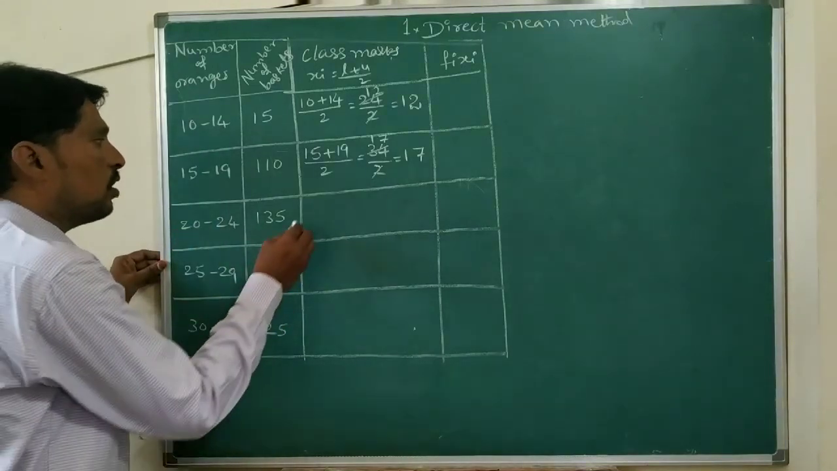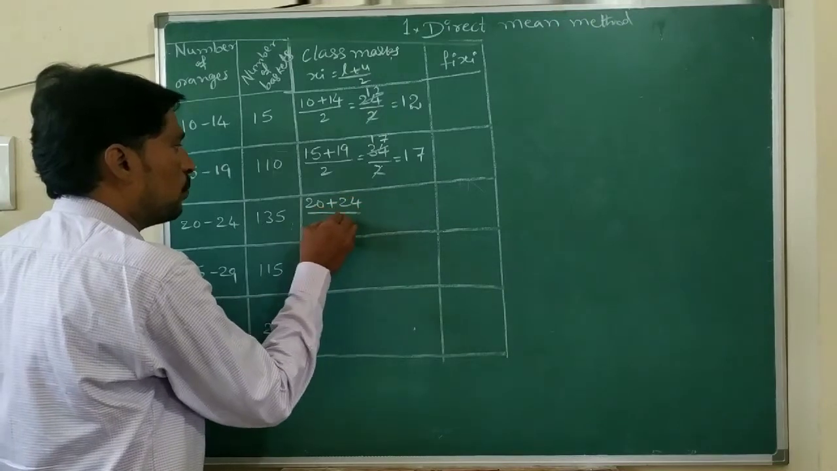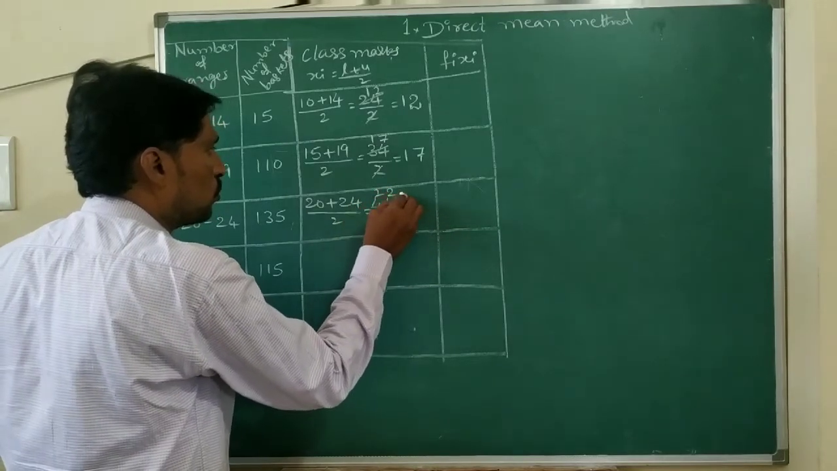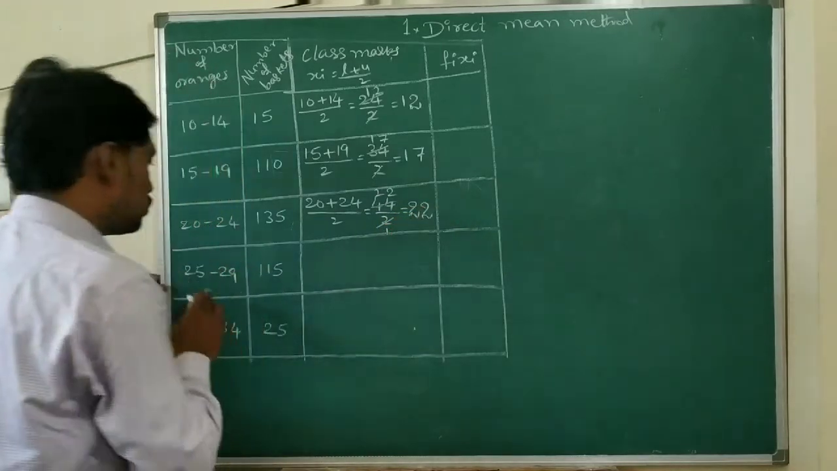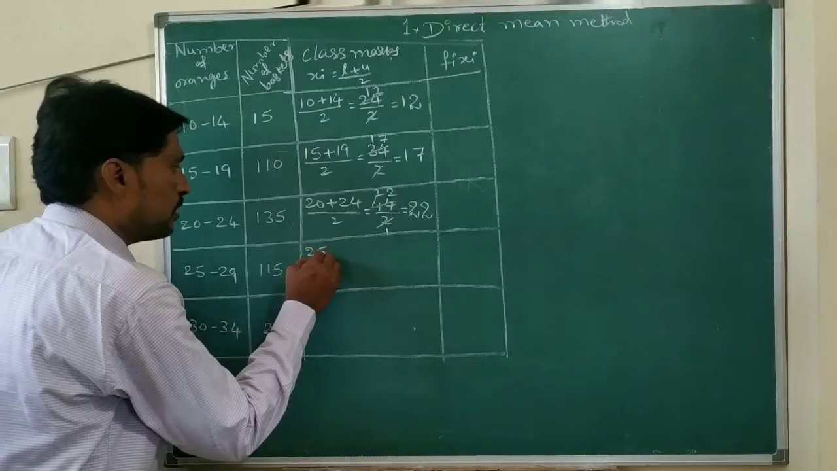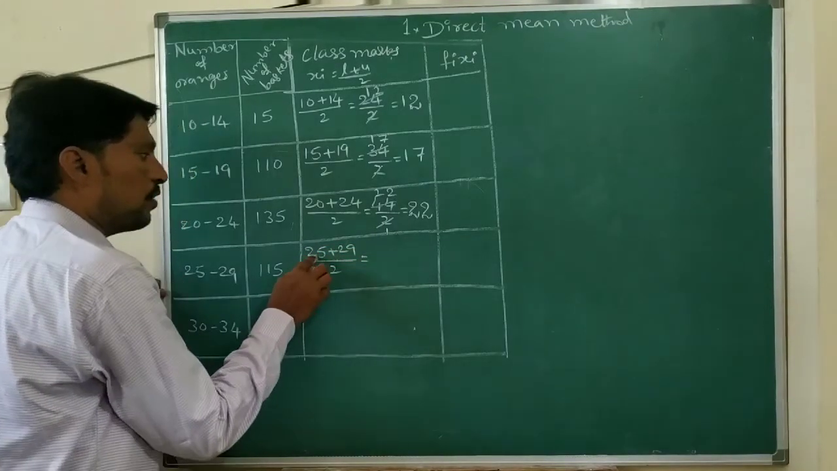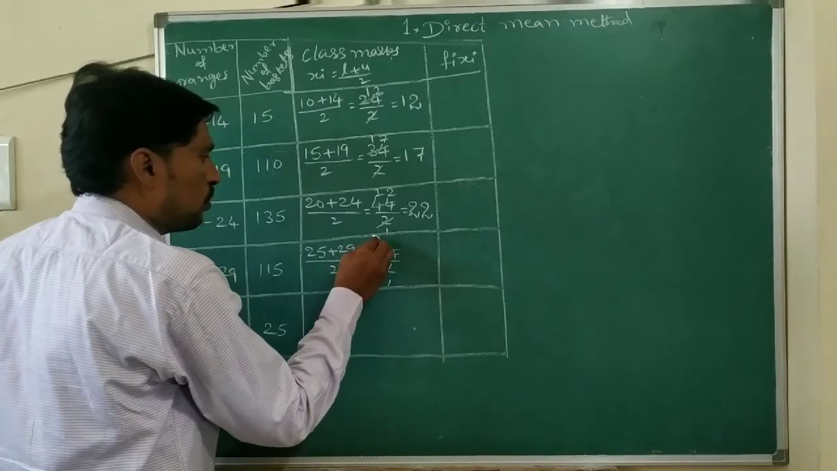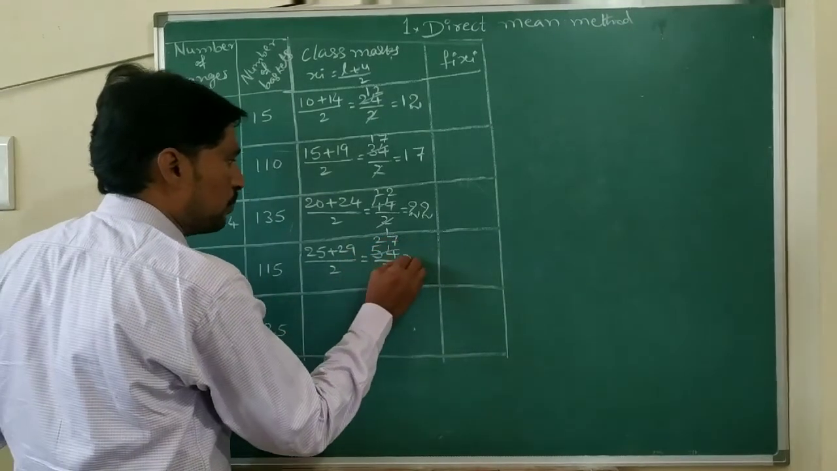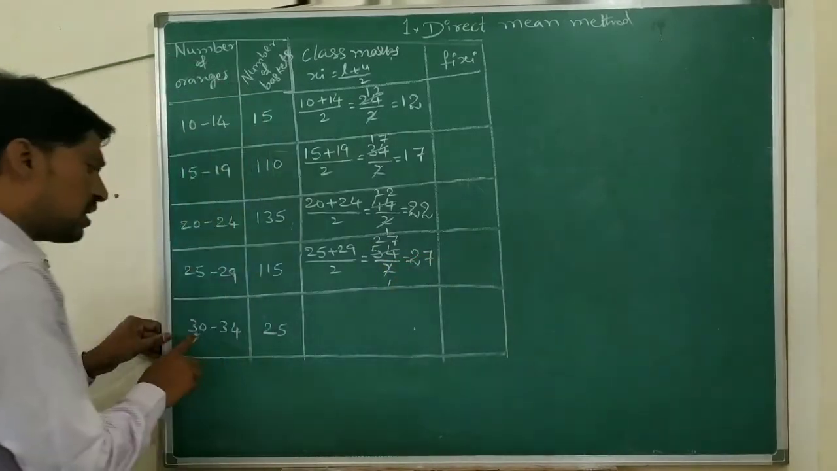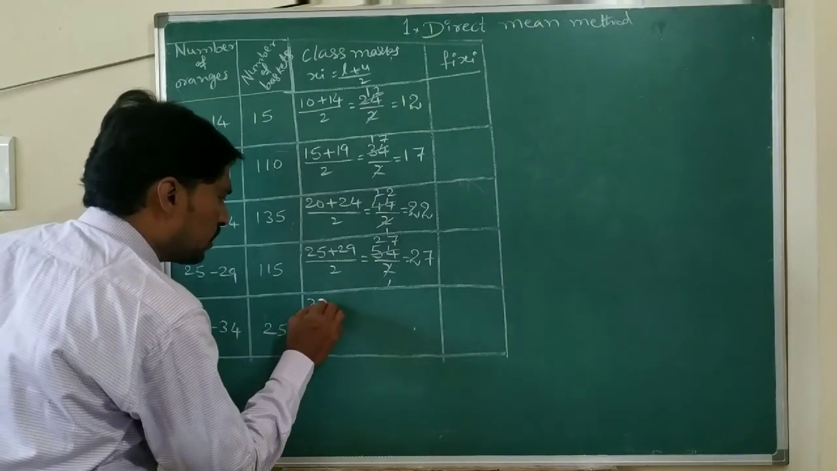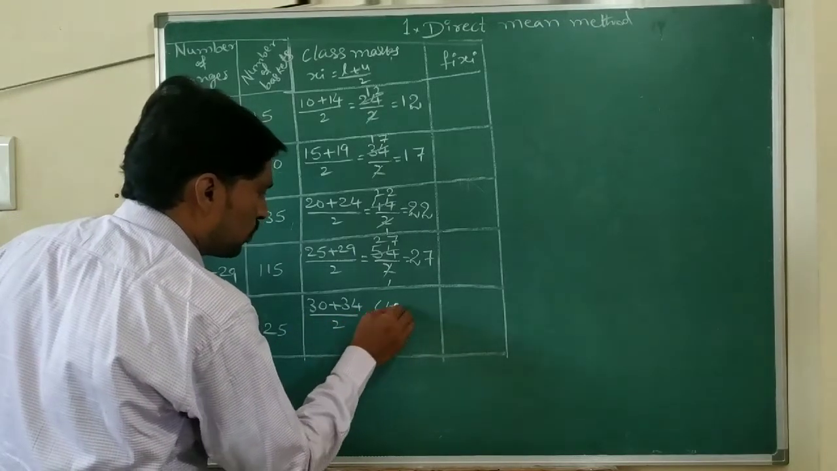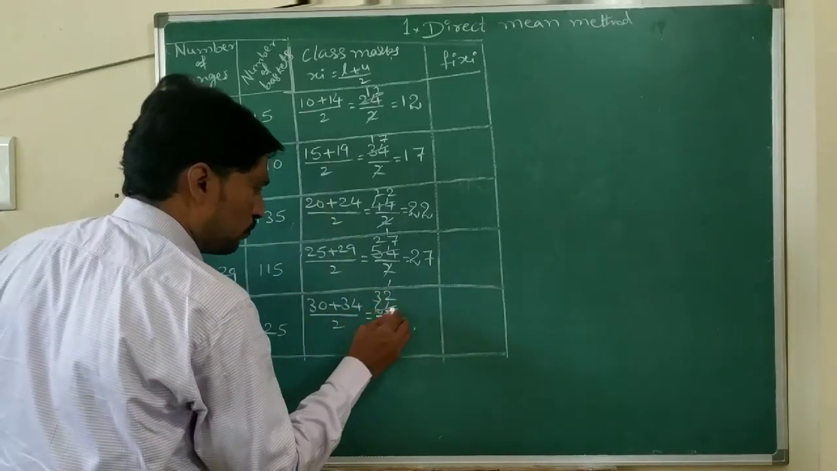20 to 24 class interval: lower limit 20, upper limit 24, by 2. 20 plus 24 is 44, by 2, we get 22. Next, 25 to 29 class interval: 25 plus 29 is 54, by 2, we get 27. Last class interval, 30 to 34: lower limit 30 plus upper limit 34 is 64, by 2, we get 32.